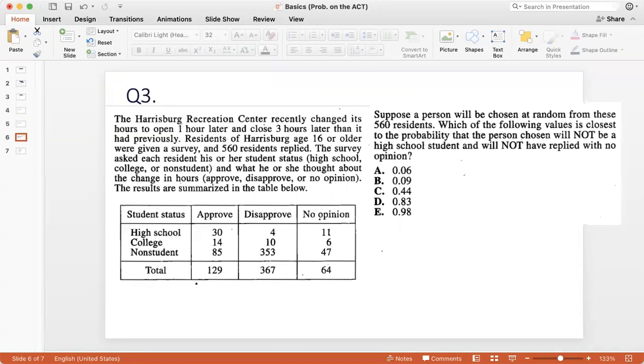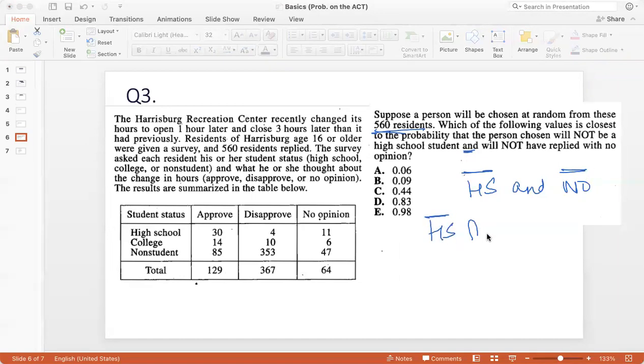Suppose a person is chosen at random from these 560 residents. Which of the following values is closest to the probability that the person chosen will not be a high school student and will not have replied with no opinion? Okay, so we have to find not high school student and not no opinion, right? So high school student not, intersection with no opinion not.